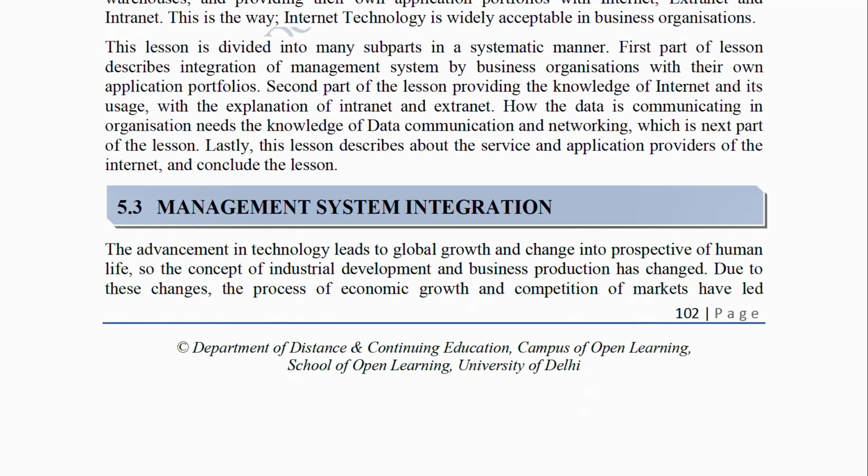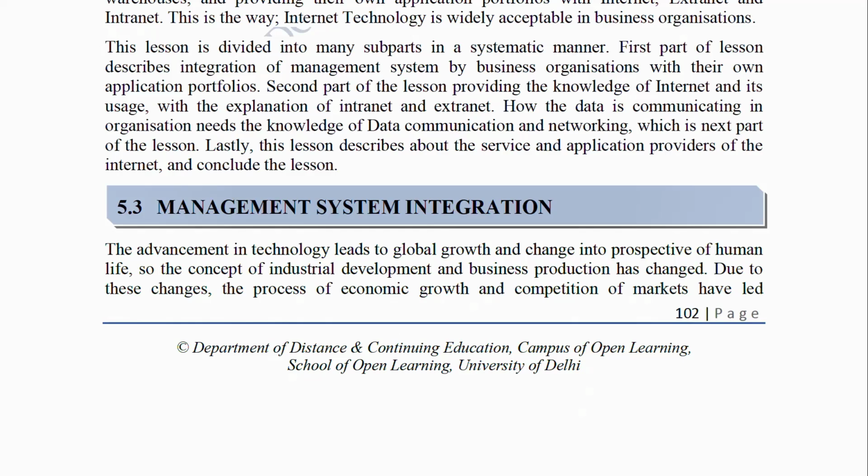The second part of the lesson provides the knowledge of the Internet and its usage, with the explanation of Intranet and Extranet. How data is communicated in an organization needs the knowledge of data communication and networking, which is the next part of the lesson. Lastly, the lesson describes the service and application providers of the Internet and concludes the lesson.